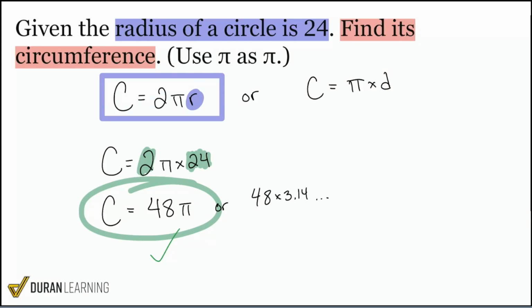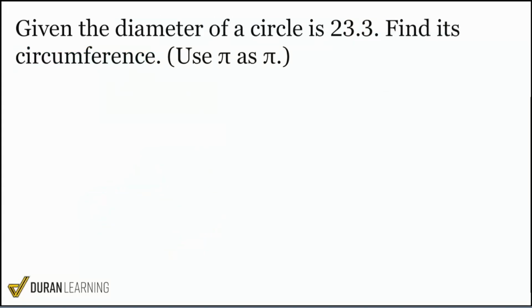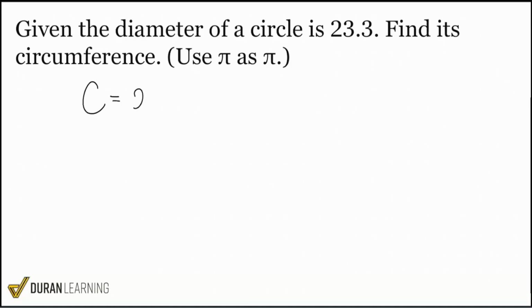All right. So with that, again, we've gone over going from radius to diameter, diameter to radius, radius to circumference. Now let's see how we handle this one. So here we are given the diameter of a circle as 23.3, and we're trying to find that circumference. So let's go ahead and do that here. Circumference formulas are going to be C equals 2 pi r, and the other one's going to be C for circumference equals pi times d.